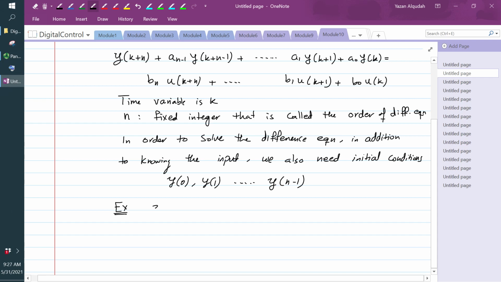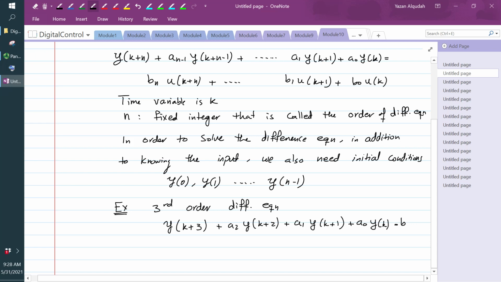So if I have a third order difference equation, I'm going to have, as an example, y of k plus 3, plus a2 multiplied by y of k plus 2, plus a1 y of k plus 1, plus a0 y of k, equal to b0 multiplied by u of k. And again, remember, there are no initial conditions for the input. The initial conditions are only at the output because the input is known.